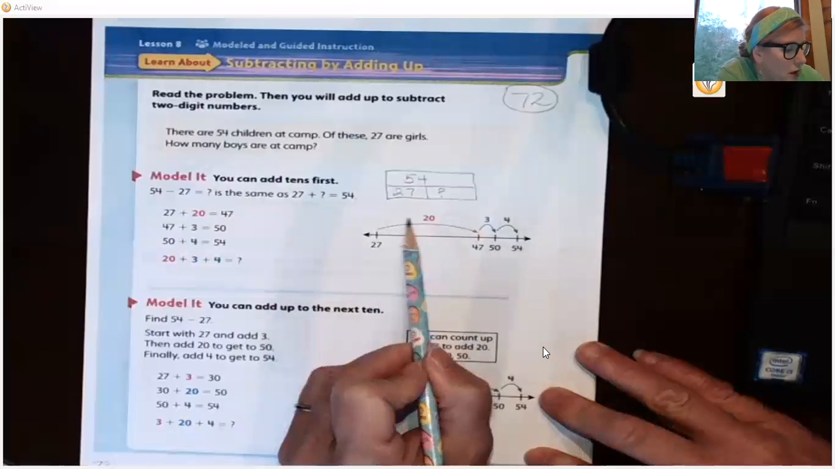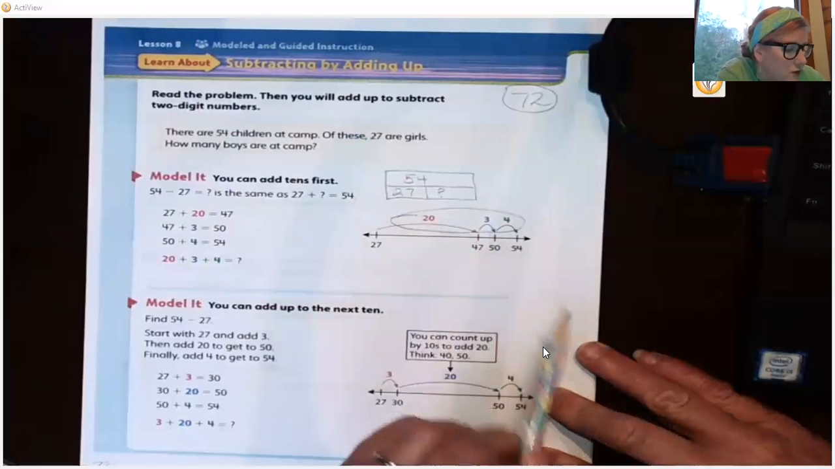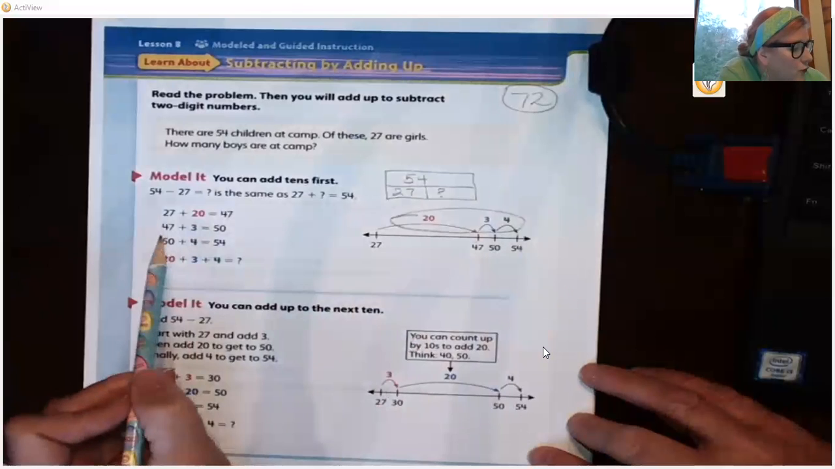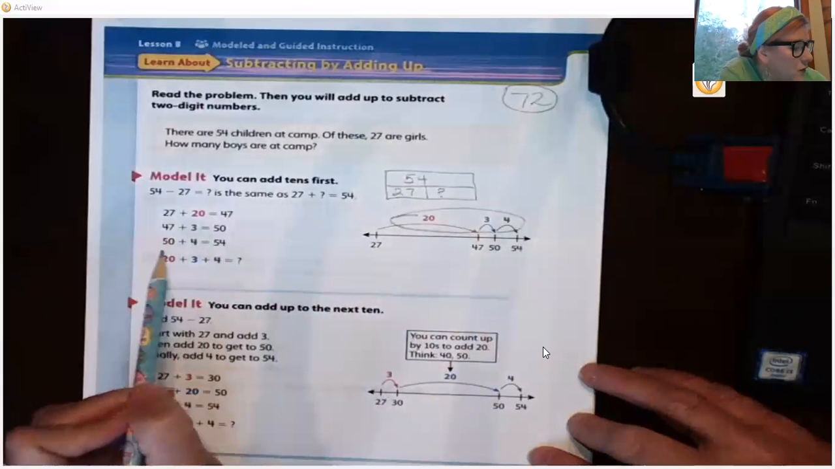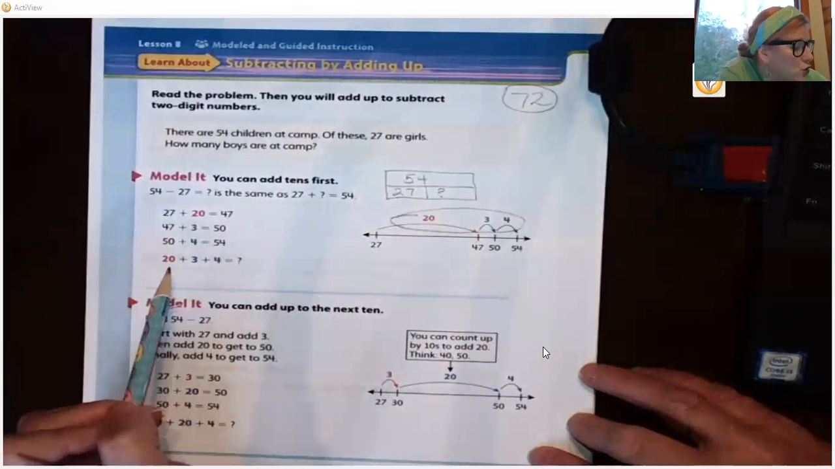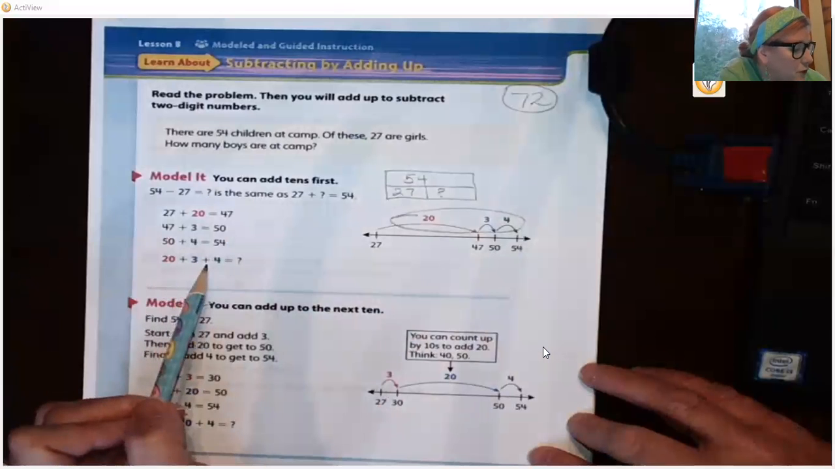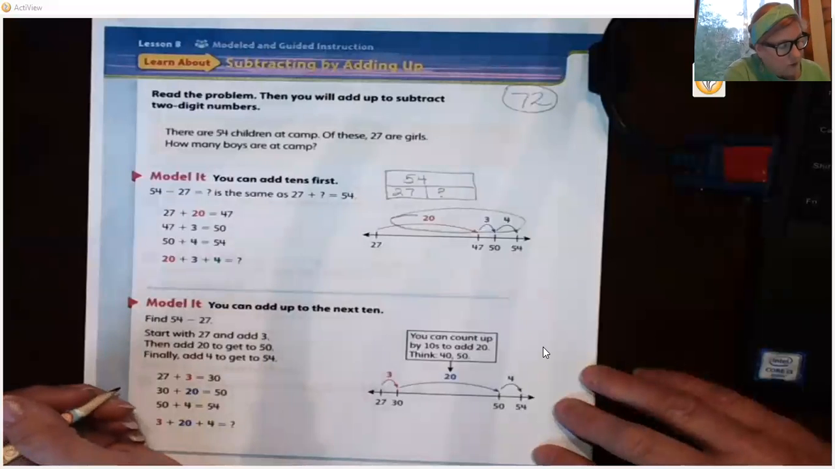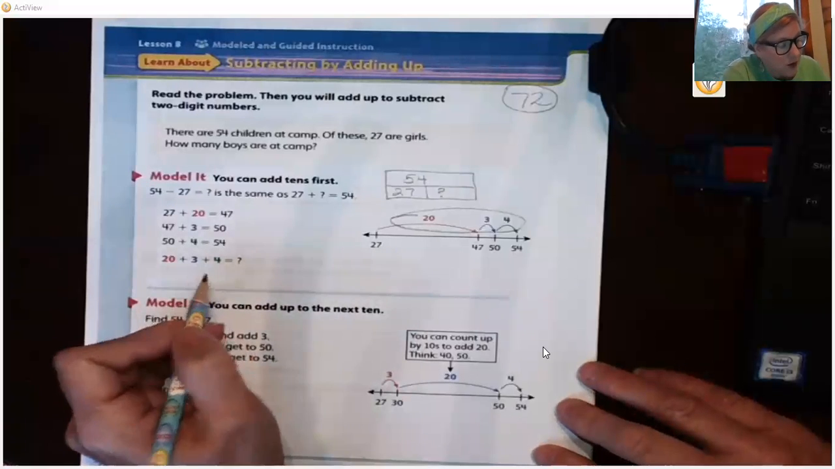So you remember then we have to total all this. 54 is not the answer. We have 54. So 47 plus 3 equals 50. 50 plus 4 equals 54. So 20 plus 3 plus 4 equals what? 20 plus 3 plus 4, it's 27.